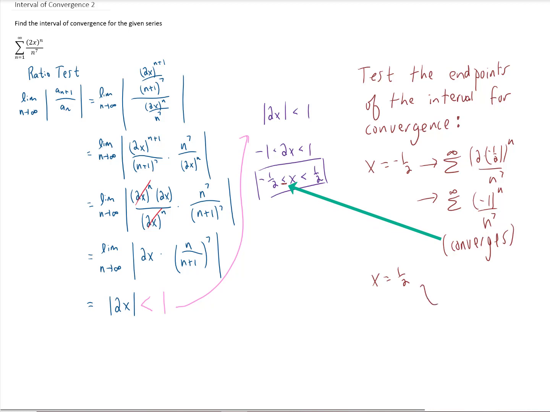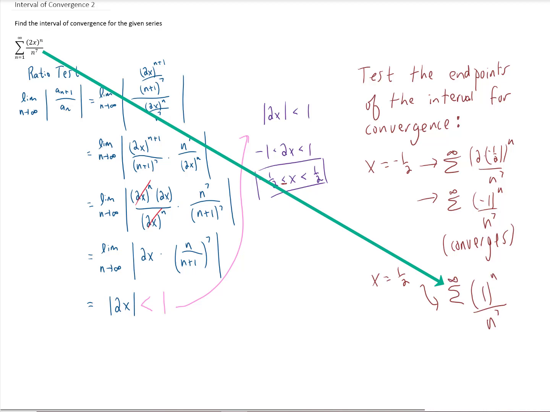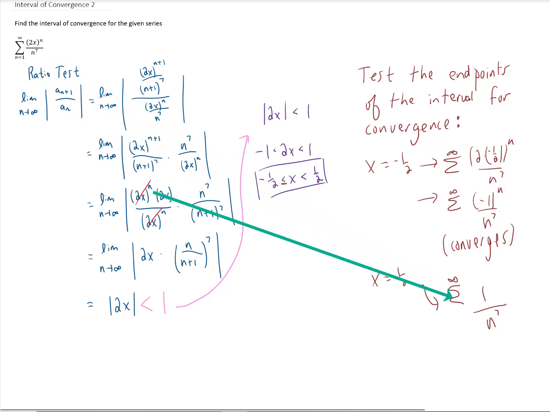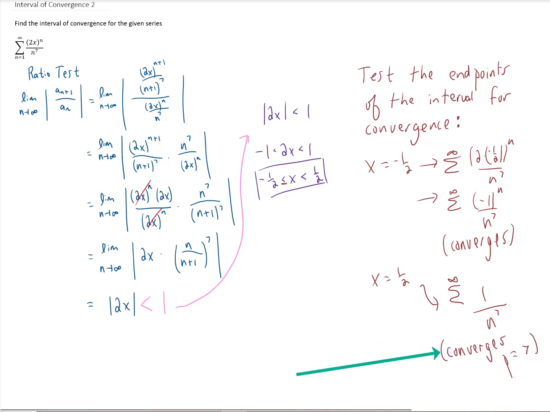Now we can do the same thing with x equals positive 1/2. Notice when we plug x equals 1/2 in, we get 1 to the n in our numerator. That is just 1 in our numerator. So we have 1 over n to the 7th, and that series does converge. Again, it's a p-series with p equals 7. So again, we're going to go back up to our interval of convergence, and we're going to include x equals 1/2 in our interval of convergence. So final answer, our interval of convergence goes from negative 1/2 to positive 1/2, and we're including both of our endpoints.